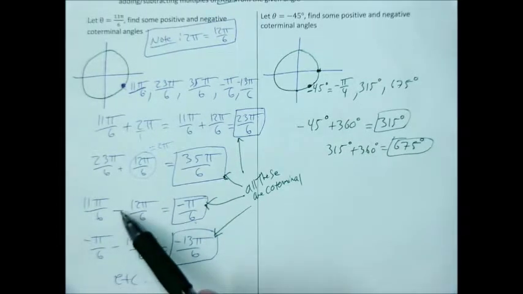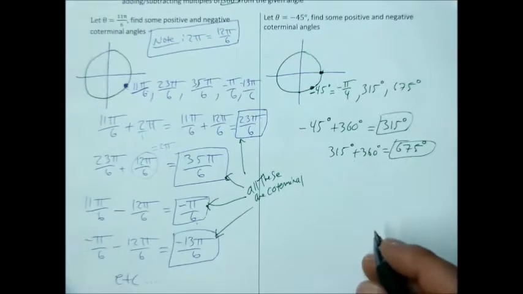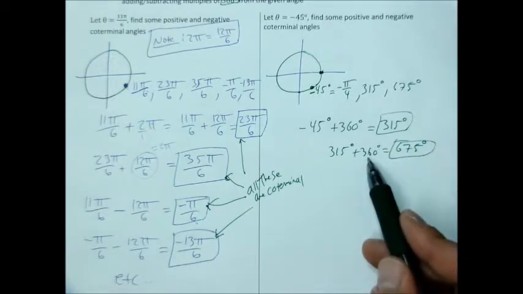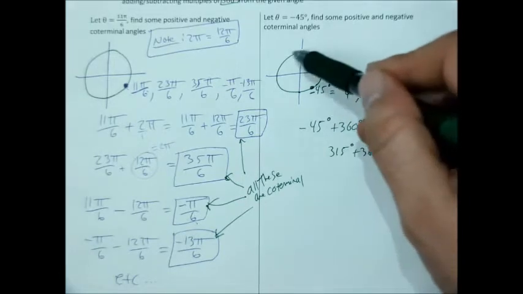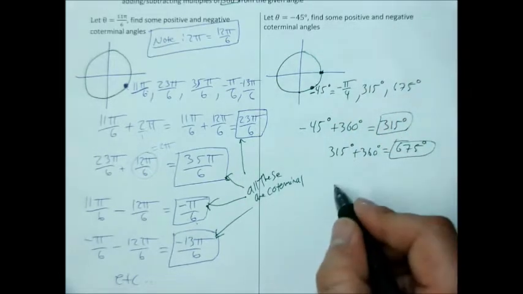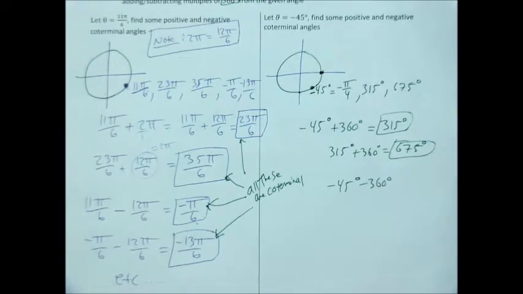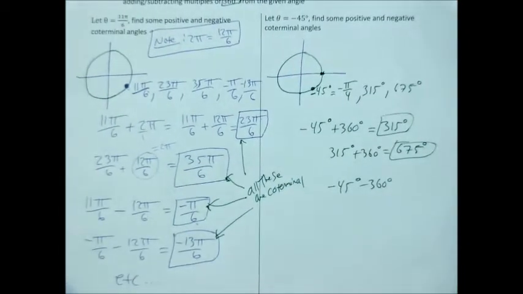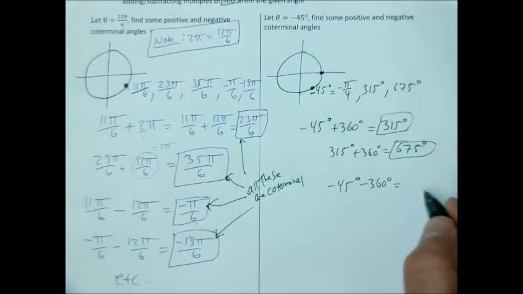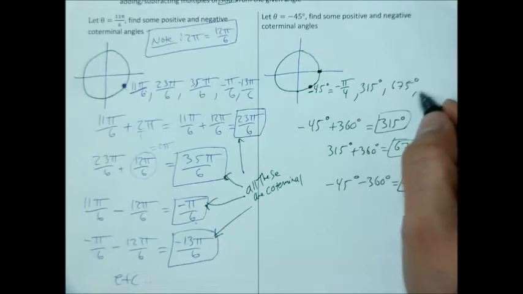But just like on the last one, where we could subtract 2 pi, let's subtract 360 on this one. And again, remember, we're adding and subtracting 360 because 360 takes you all the way around the unit circle. It's like starting right here and going all the way around. When we subtract 360, so if we do minus 45 minus 360, that's starting at minus 45 and going all the way around the unit circle the other way, clockwise instead of counterclockwise. And so if we subtract, we get minus 405. So this is another coterminal angle, minus 405.